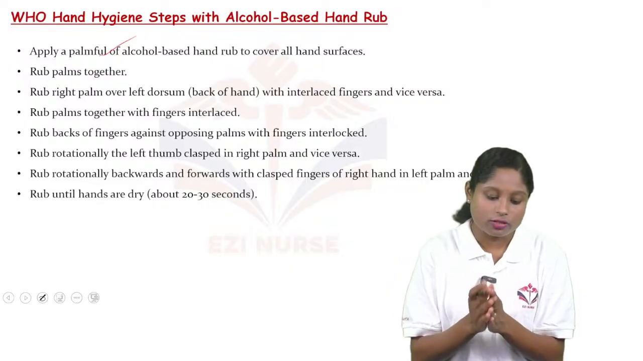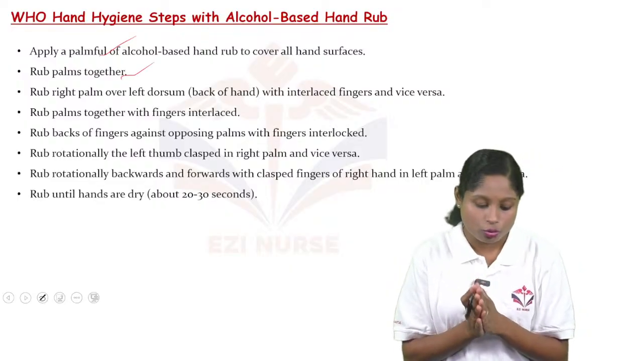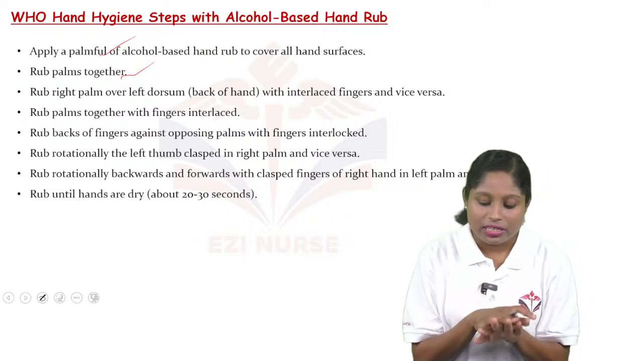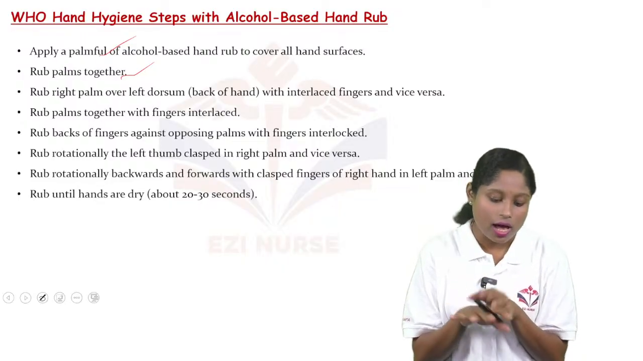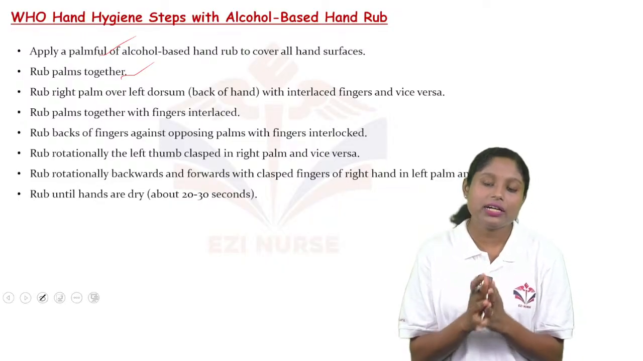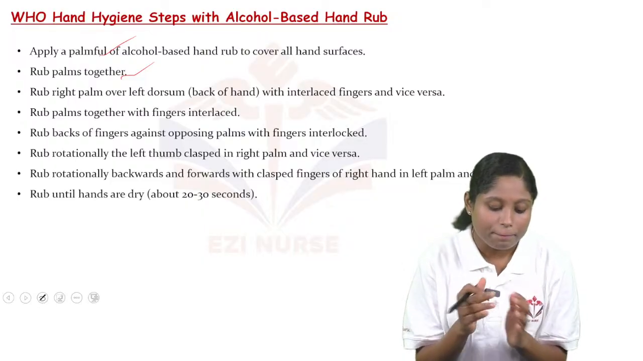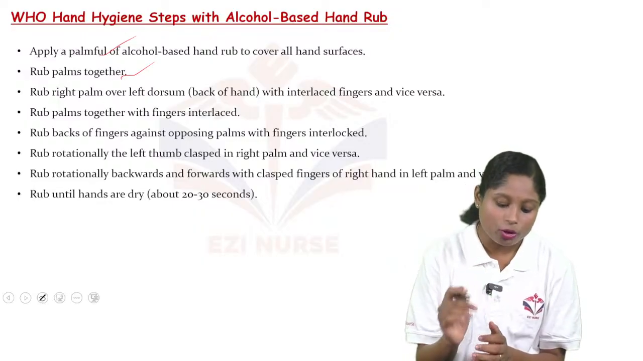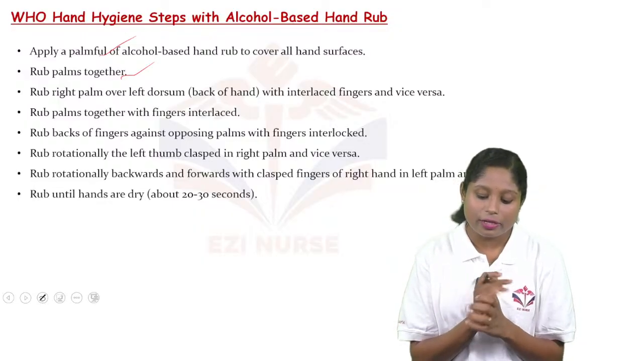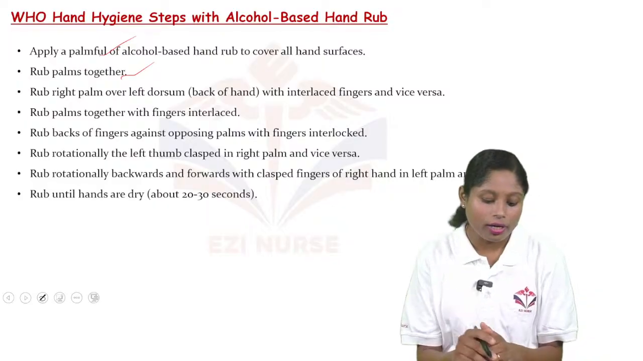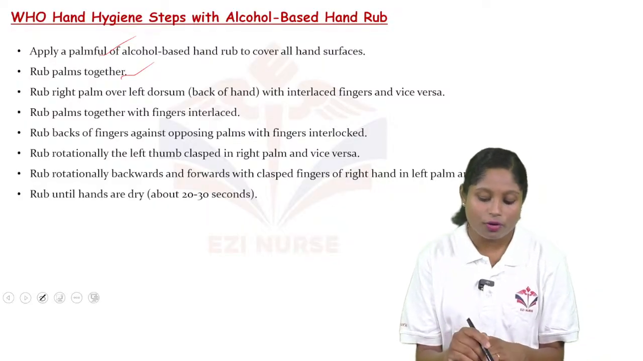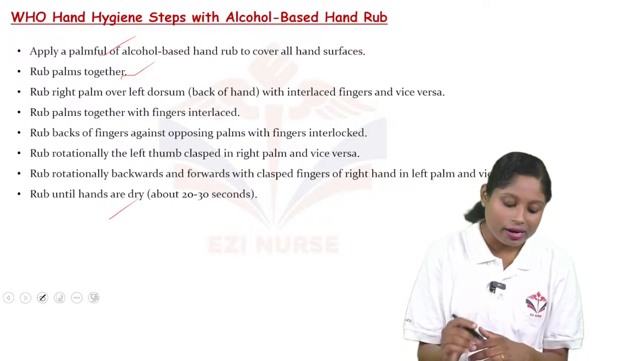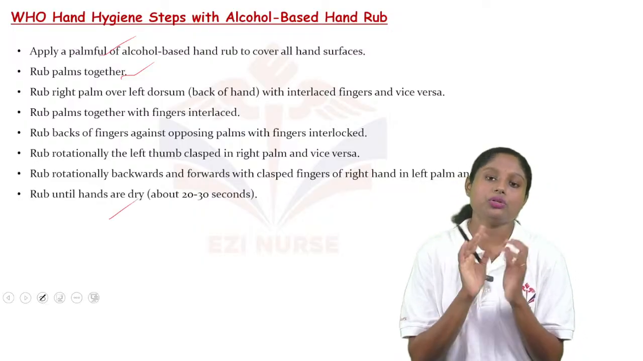Rub palms together. Right palm over the left dorsum, back of hand, with interlaced fingers and vice versa. Also rub palms together with fingers interlocked. Rub back of fingers against opposing palms with fingers interlocked. Rub rotationally left thumb clasped in right palm and vice versa. Rub rotationally backward and forward with clasped fingers of right hand in left palm and vice versa. Also rub until the hand is dry, about 20 to 30 seconds.